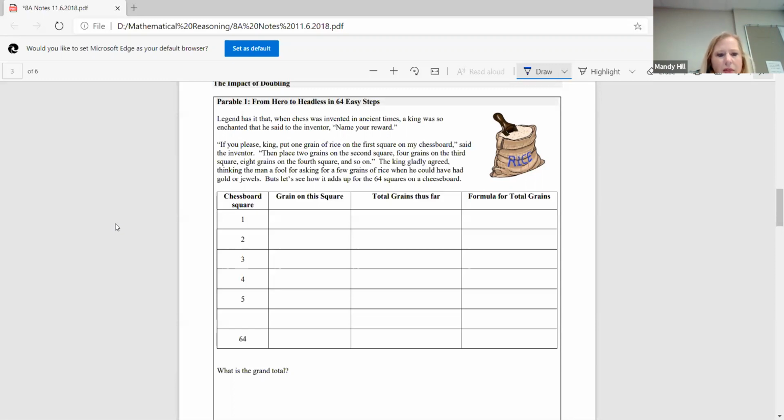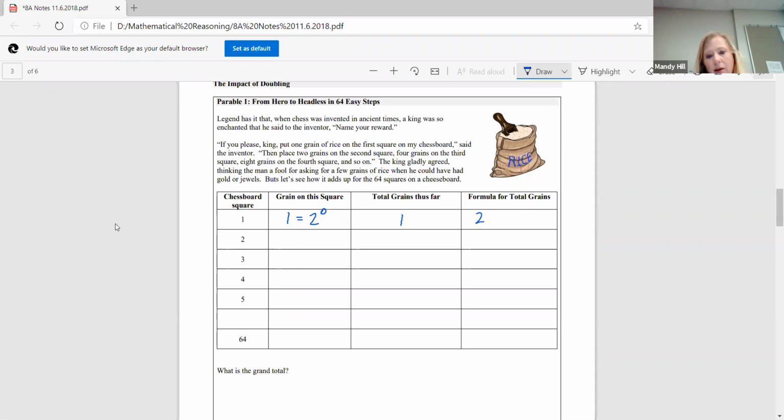So the king gladly agreed, thinking the man was a fool for asking for a few grains of rice when he could have had gold or jewels. But let's see how it adds up for the 64 squares on a chessboard. So the grain on the first square would be 2 to the 0 power. And anything raised to the 0 power we know is 1, because we're basically starting out with 1 grain, and we're not doubling it yet because we're still on the first square. It'll just be 1.